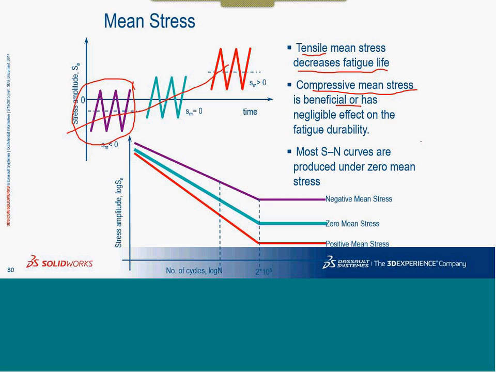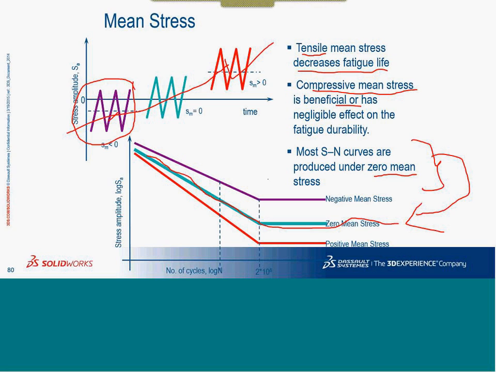Whenever the practical calculations are done, or whenever these curves are derived, they are derived at 0 mean. That is, the stress goes from positive to negative, and that cycle is continued to check the life of the component. If such kinds of loads are applied on a part, as I told you, first of all, this is 0 mean stress. This comes from practical calculations. Depending on the loading, we might have negative mean stress or a positive mean stress.